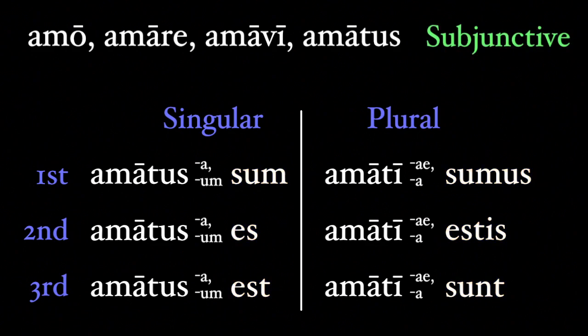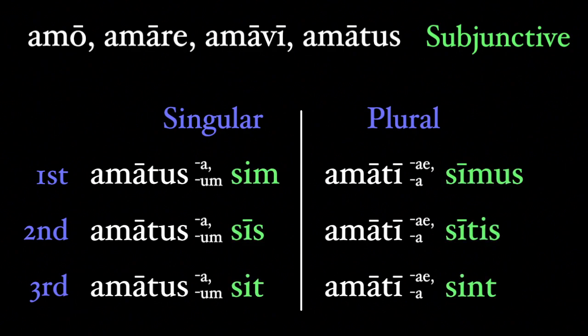So we make the verb part, the sum, es, est, etc., subjunctive. The subjunctive of sum is sim, sis, sit, simus, sitis, sint. So our perfect passive subjunctive conjugation of amo becomes amatus sim, amatus sis, amatus sit, amati, don't forget to pluralize the participle when we pluralize the verb, simus, amati sitis, and amati sint.